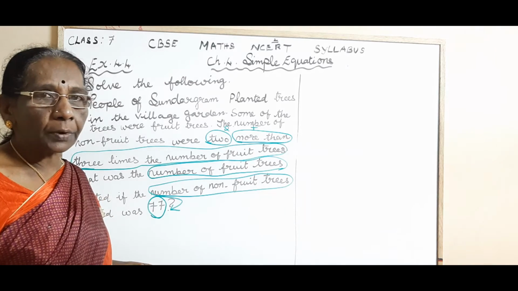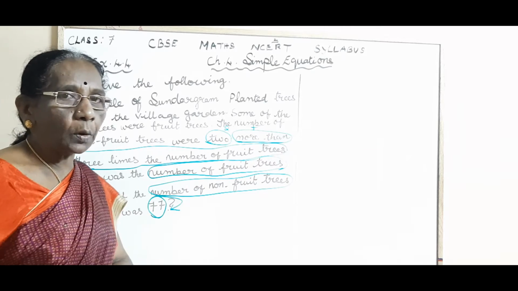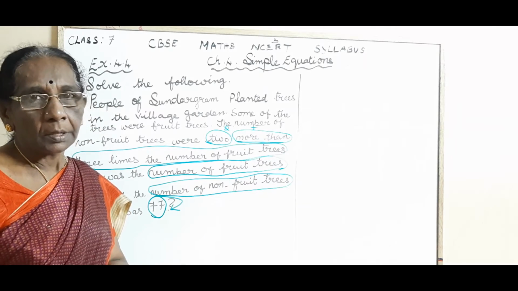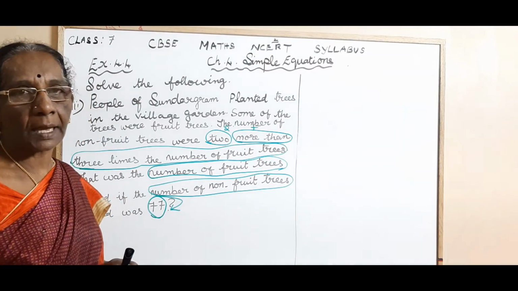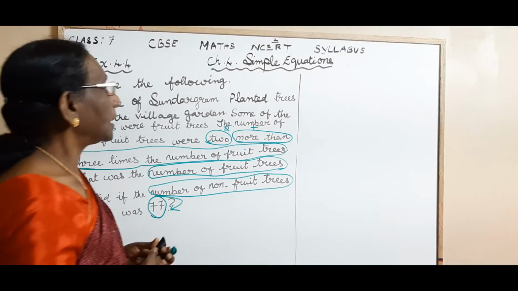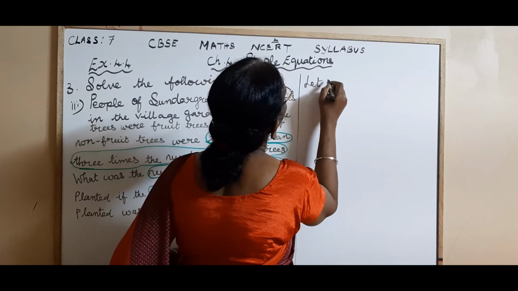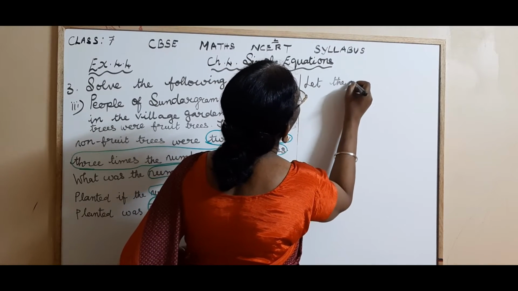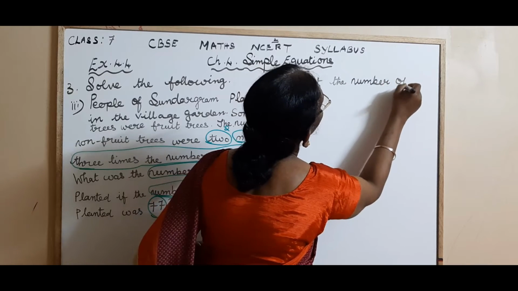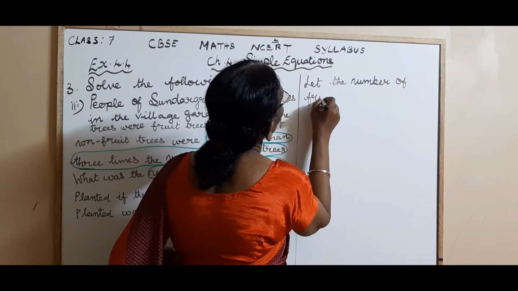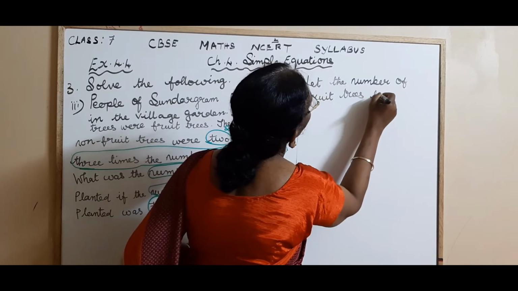So, what is unknown for us? The number of non-fruit trees is known. Unknown is the number of fruit trees. So you have to take the number of fruit trees as x. Then we can write the relation. So, first step, let the number of fruit trees be x.